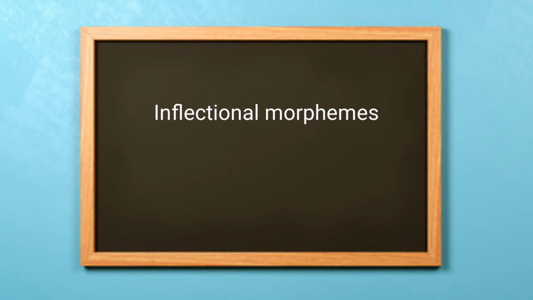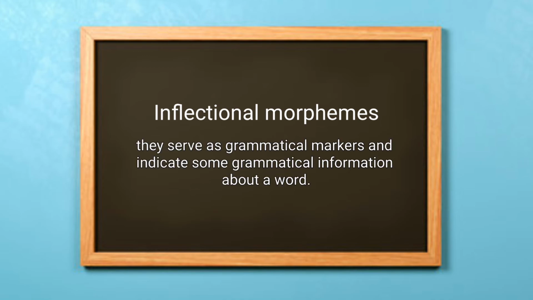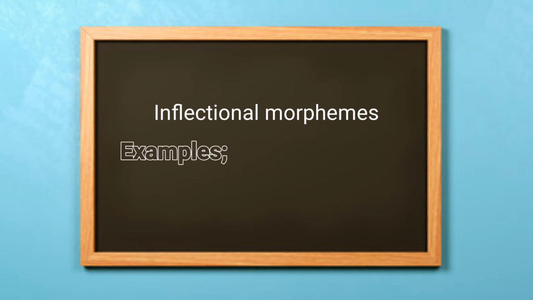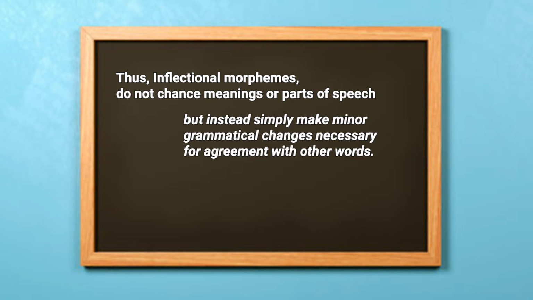The inflectional morphemes, on the other hand, are a type of bound morphemes that do not change or cause a change in the meaning or word class. They serve as grammatical markers and indicate some grammatical information about the word. Examples are the word laughed, which is past tense, cats, which is plural, and swimming, which is progressive. Thus, inflectional morphemes do not change meanings or parts of speech, but instead simply make minor grammatical changes necessary for agreement with other words.